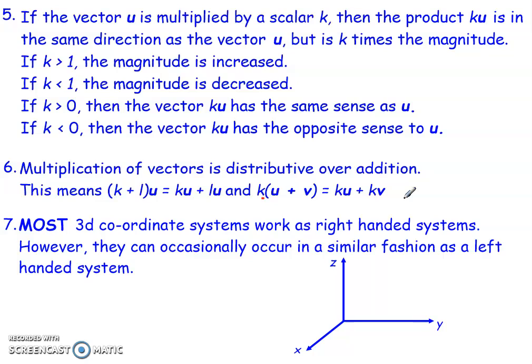Now most three-dimensional coordinate systems work in this manner. Occasionally, they can work as a left-handed system, and the only difference being the y points the opposite way. So your y-axis, instead of going from here to this direction, will go from here in this direction here. 99% of the time, though, with the work that we are doing, we're going to stick with a right-handed system.